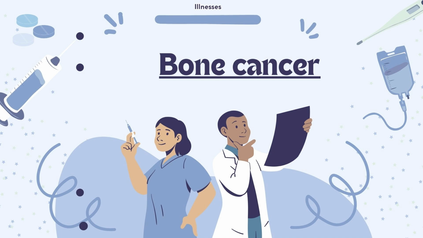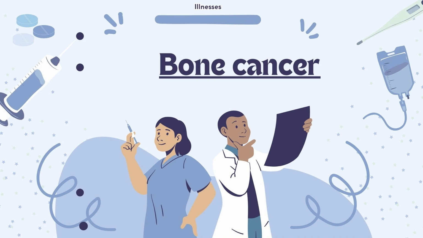5. Other rare types. Fibrosarcoma and malignant fibrous histiocytoma. Often affects soft tissues around bones. Giant cell tumor of bone. Usually benign, but can occasionally be malignant. Causes and risk factors. The exact cause of most bone cancers is unknown, but some factors can increase the risk.